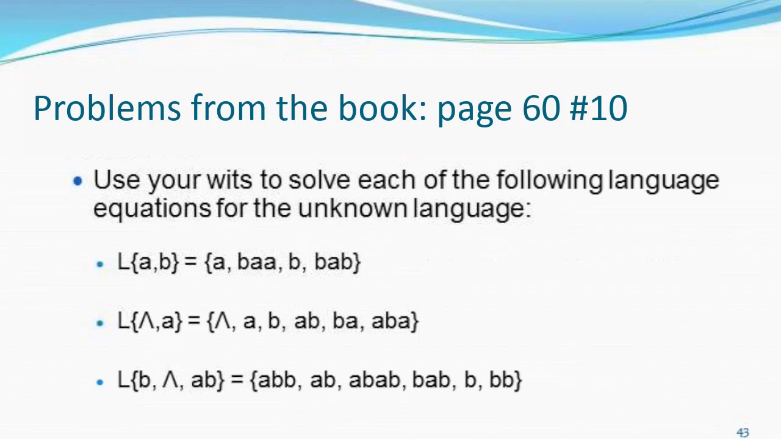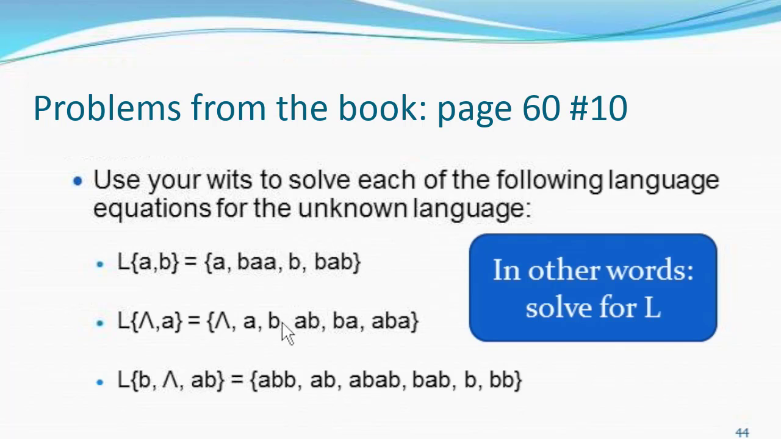Let's do another problem from the textbook. It says use your wits to solve each of the following language equations for the unknown language. And by use your wits, they just mean figure it out, think about it, and however you can figure it out, figure it out. And they're asking us to solve for L. So if you look at this, it says L times a set is this set, and L times a set is this set. So they're just asking us to solve for L.